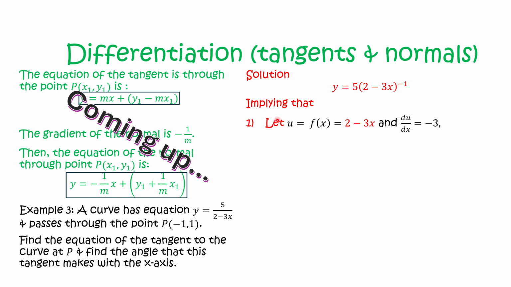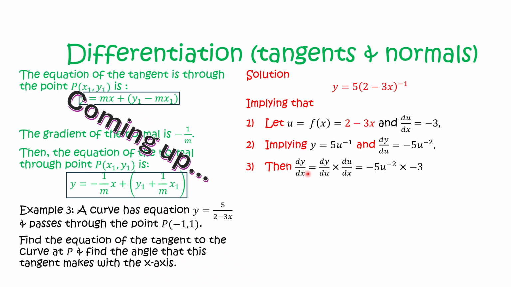So we let u be equal to f of x, and the f of x is 2 minus 3x, the inner function, and our du/dx becomes minus 3. The second step. This implies that our y becomes 5 times u to the power minus 1, and our dy/du becomes minus 5 u to the power minus 2. And lastly, our dy/dx is going to be obtained by substituting for the dy/du times the du/dx which we obtained in steps 2 and 3.